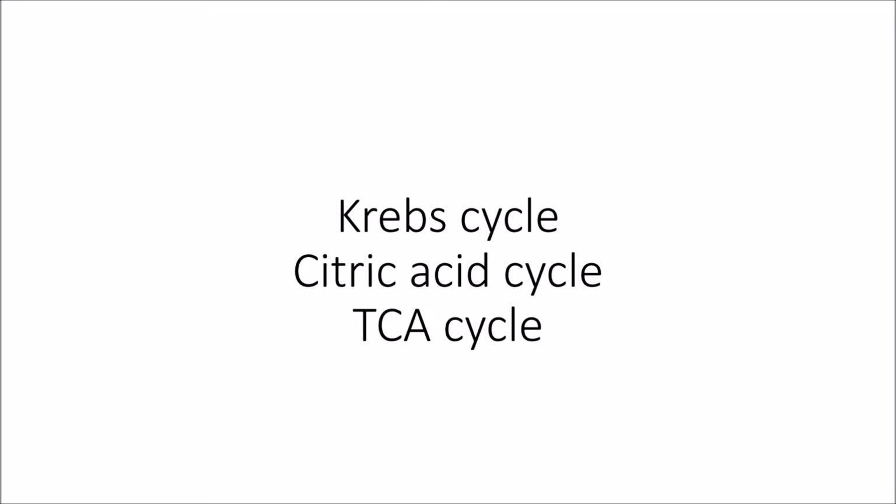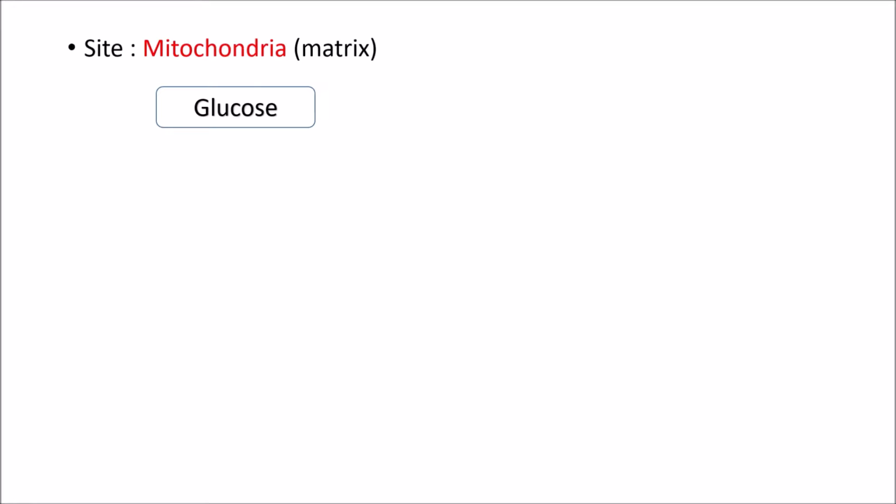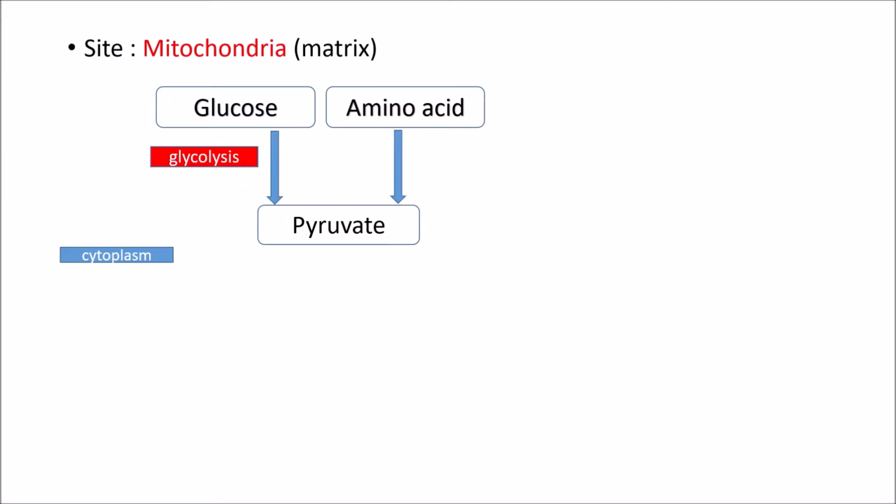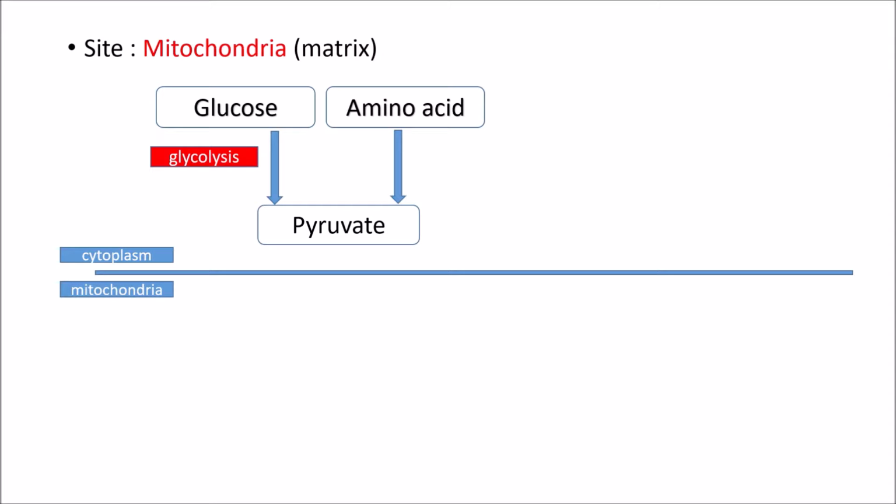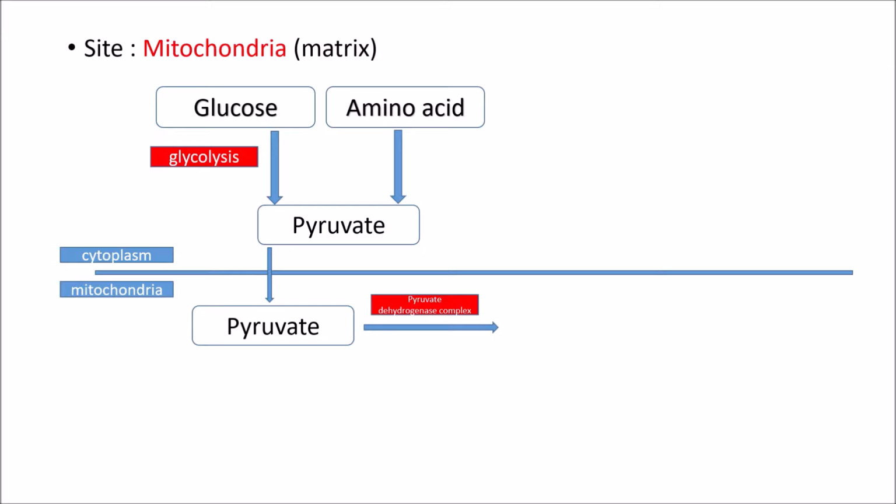The Krebs cycle, or citric acid cycle, which is also known as the TCA cycle, is a series of chemical reactions which occurs in the matrix of mitochondria. Pyruvate comes from the glucose and amino acids in the cytoplasm, enters into the mitochondria, and in the presence of pyruvate dehydrogenase complex, is converted into acetyl CoA.